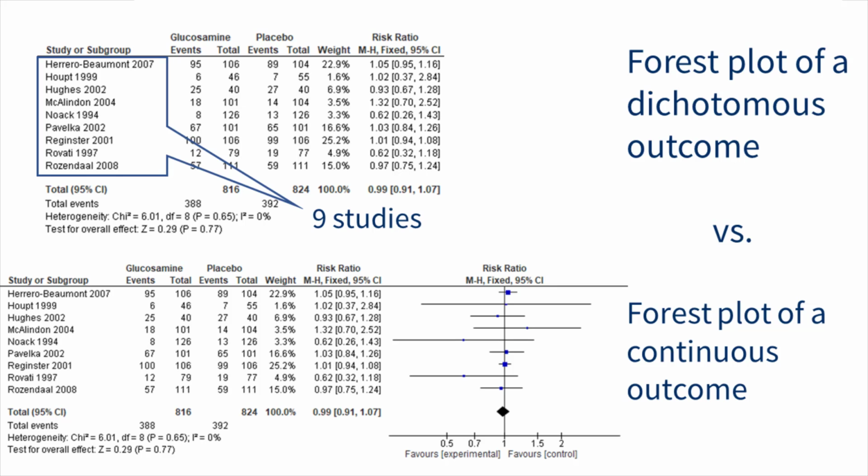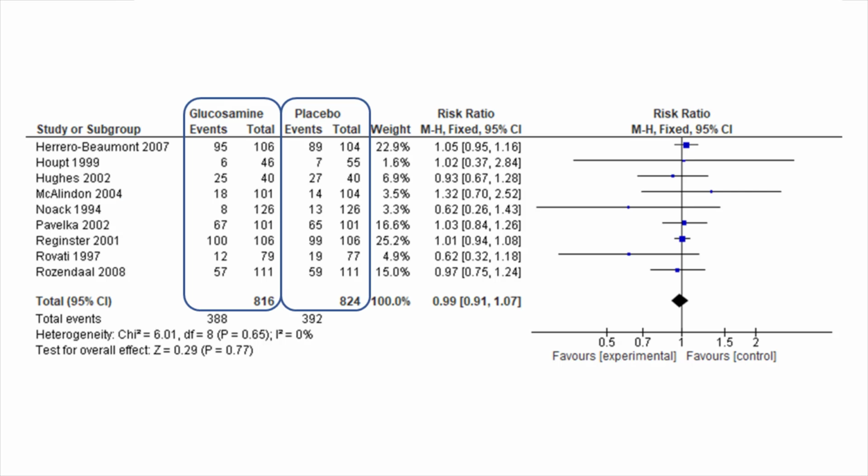As you can see, the forest plot is quite similar to the forest plot of a continuous outcome. Along the left-hand side are the number of studies that are included. In this case, there were 9, and we can see right across the forest plot that it also provides the information from each of those studies. In total, after we've combined all of the studies together, we have the number of people in the glucosamine group, which was 816, and we have in the placebo group the number of people, which was 824.